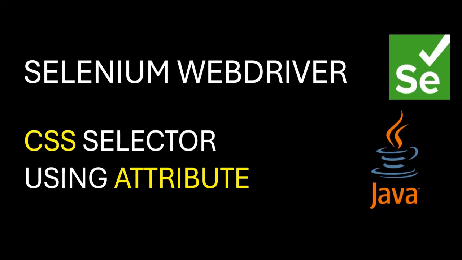In this video, let's talk about how the CSS selector works along with the attribute. In the previous video, we saw how ID and class work, correct? So in this video, let's see another option, how the CSS selector along with attribute works.